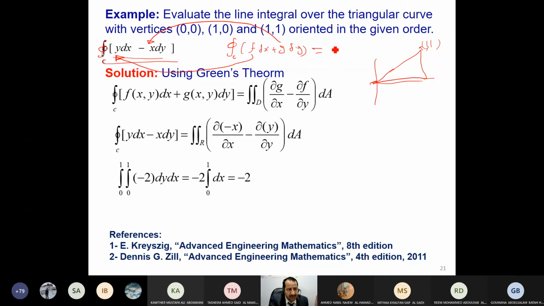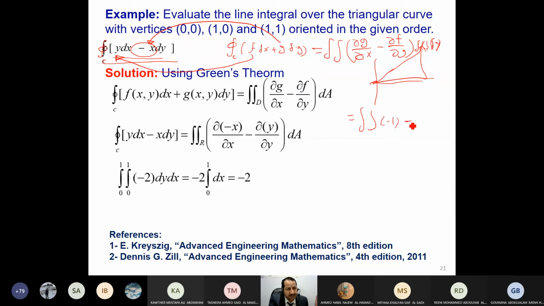Now what does the formula say? Let me remember. Double integration of partial g over partial x, minus partial f over partial y, dx dy. So let me do it. Double integration of partial g. What is g? It is minus x. So minus x differentiated with respect to x is minus 1.